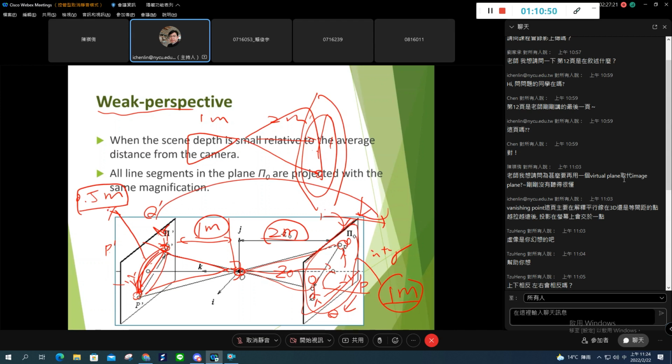However, this is quite restricted because it assumes that most of the motion is on the plane, and this plane is also parallel to the image plane, right? So it cannot tell a lot of things, such as the vanishing point or foreshortening. They cannot tell those kinds of things.